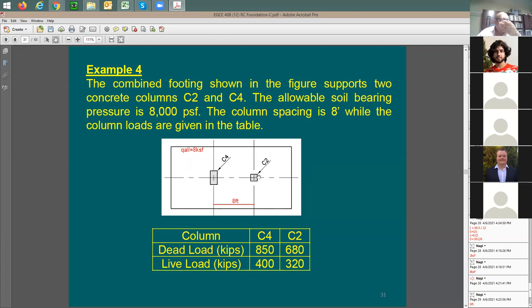Now, when you have here two vertical loads, then you have one coming to each column, you need to think about the resultant. Because at the end, this footing is going to see one load, one big load, which is the summation of these two loads. So where is this resultant located? Do you think it's going to be more towards C2 or more towards C4?